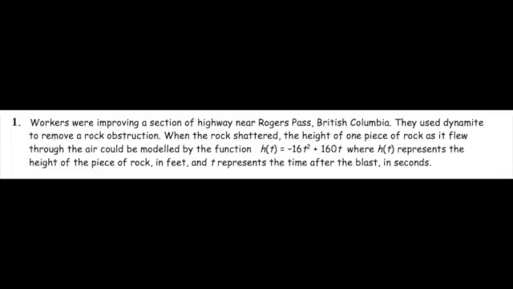Workers were improving a section of highway near Rogers Pass, British Columbia. They used dynamite to remove a rock obstruction. When the rock shattered, the height of one piece of rock as it flew through the air could be modeled by the function h(t) = -16t² + 160t, where h(t) represents the height of the piece of rock in feet, and t represents the time after the blast in seconds.